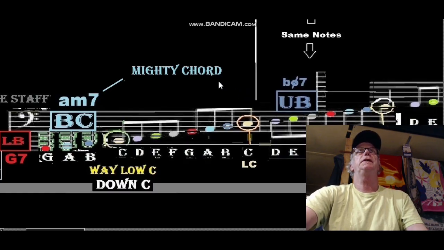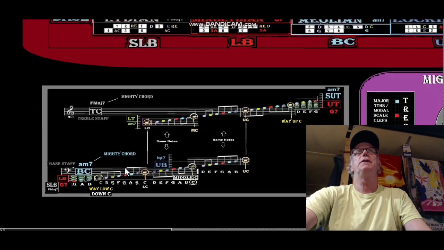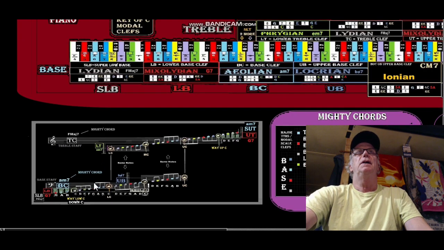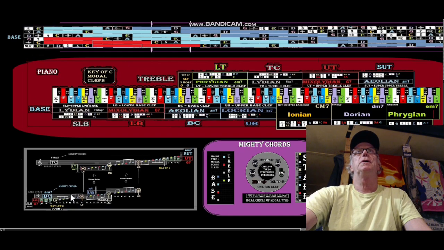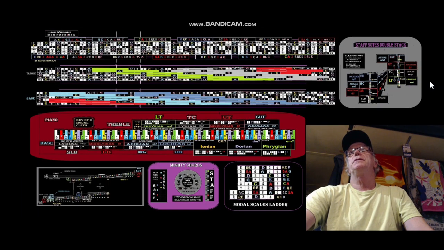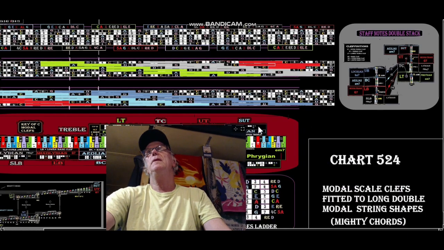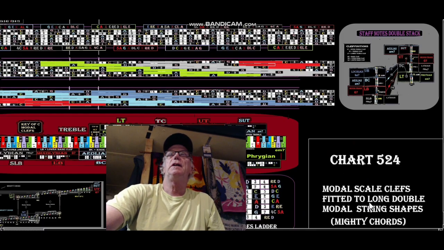That's all it really is, and these are mighty chords here. I was calling them Mighty Clefs. It's been a little while since I've done this. I've been finishing up chart 527 that we're going to work on today. Again, I should show it, it's chart 524, modal scale clefs fitted to long double modal string shapes, mighty chords.